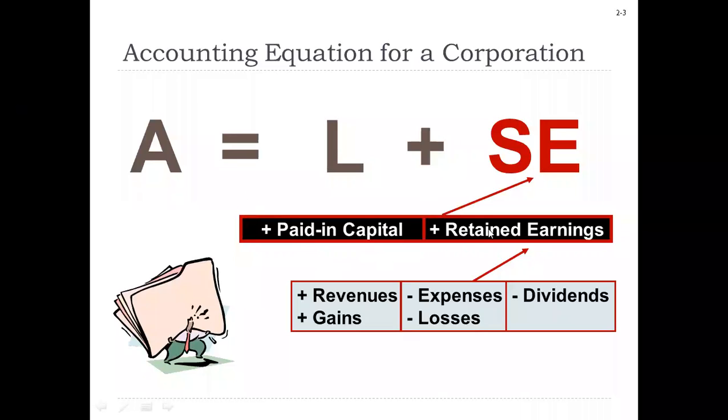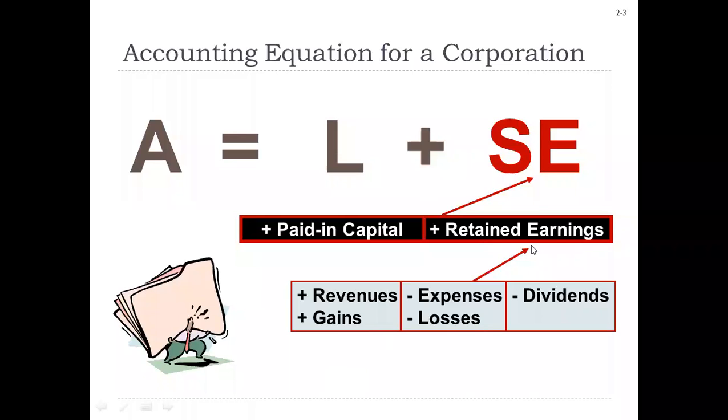And then retained earnings, which is the amount of income that a corporation does not pay out to its shareholders in the form of dividends. So the amount of earnings they keep within the corporation. That's why it's called retained earnings.